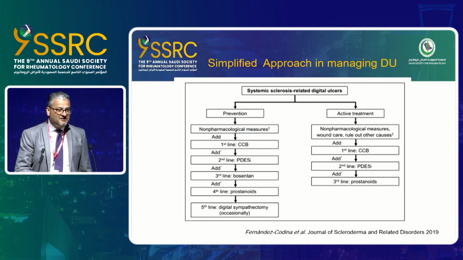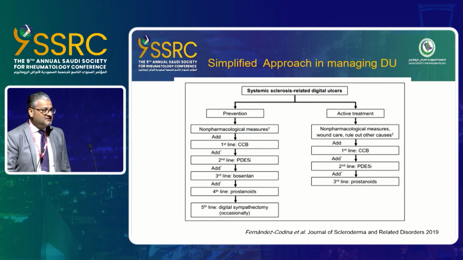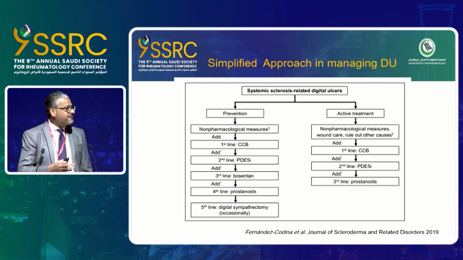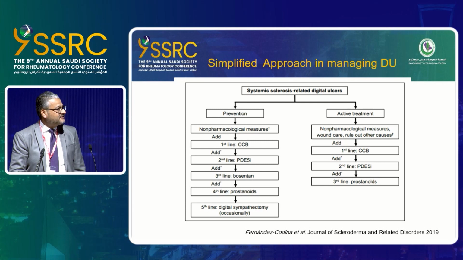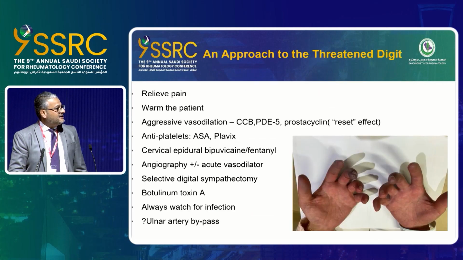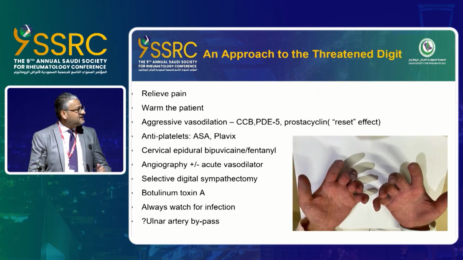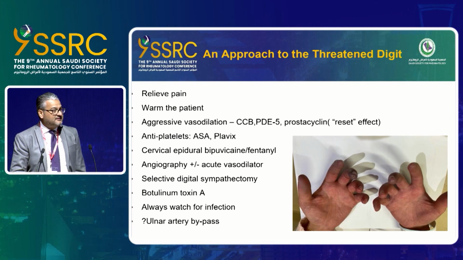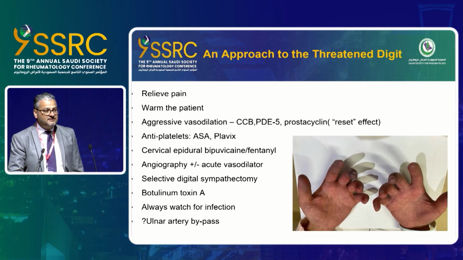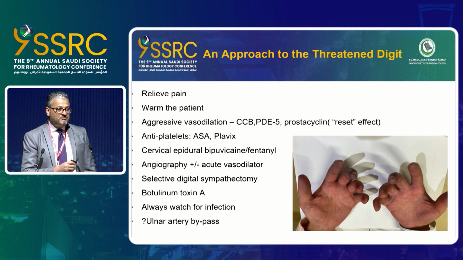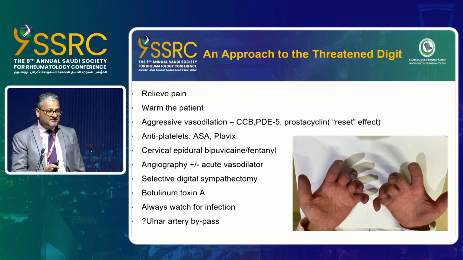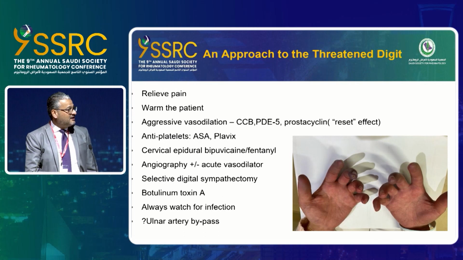And again, we come back to this very nice paper by Janet Pope, where you can see whether you are targeting prevention versus active treatment. So this is, I think, the final slide. This is an approach of how to treat a threatened digit. And this is one of my patients, very refractory to all treatments. Been on nifedipine, Norvasc, bosentan, not well tolerated, some compliance issue.